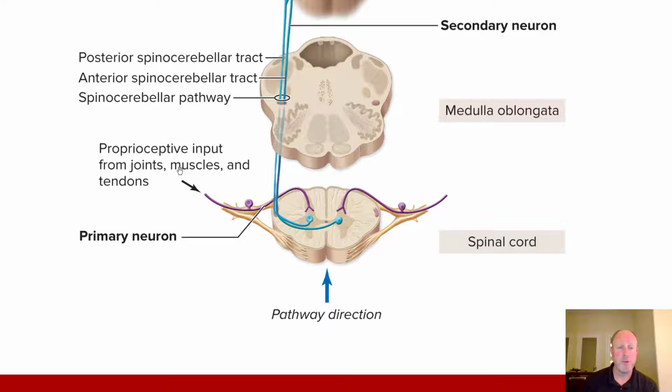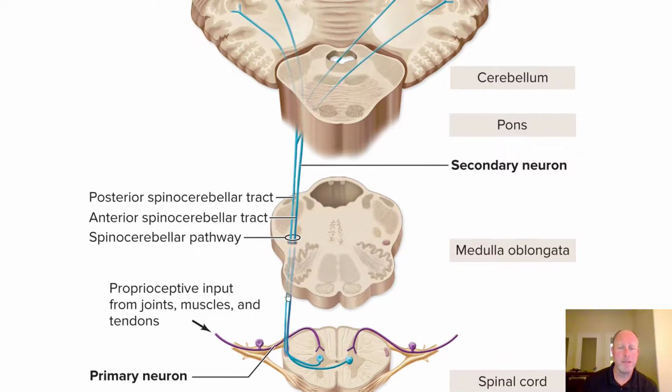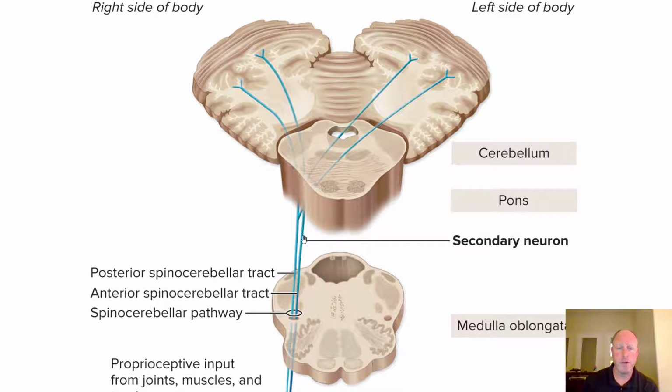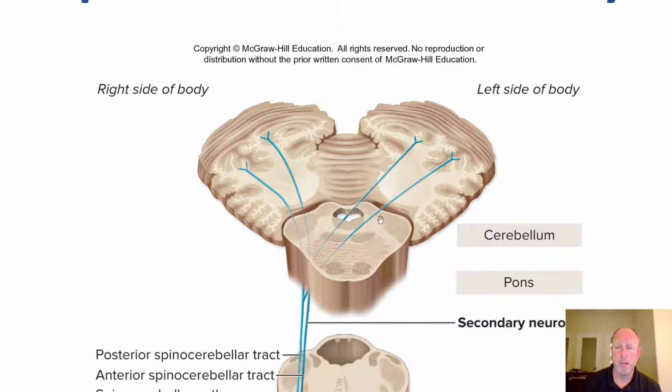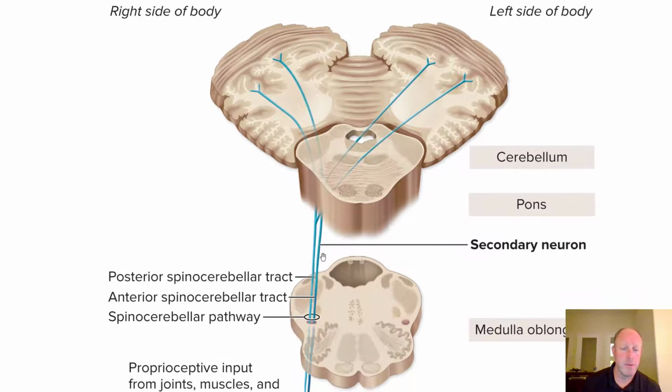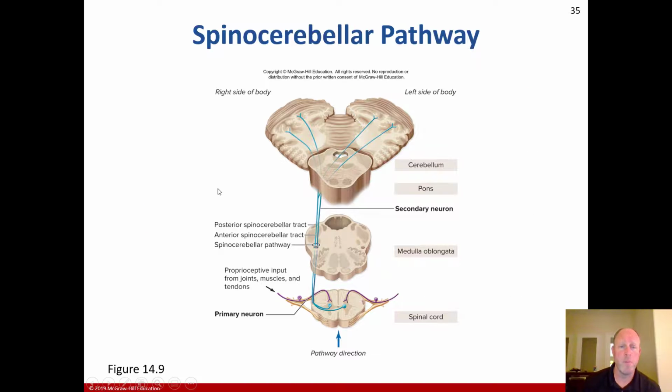The proprioceptive input comes from the joints, the muscles, and the tendons here, coming to the posterior root showing this direction. And basically here, that feedback is going to be sent to the medulla oblongata through the spinocerebellar pathway, either the anterior spinocerebellar tract or the posterior spinocerebellar tract. And then to the secondary neuron here as it leaves the medulla oblongata to the pons and the cerebellum, and then it's going to go to either the left side or the right side of the body, depending on the communications and where it's coming from.